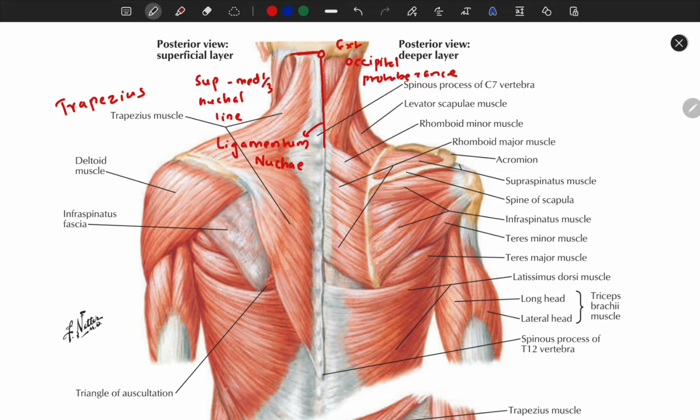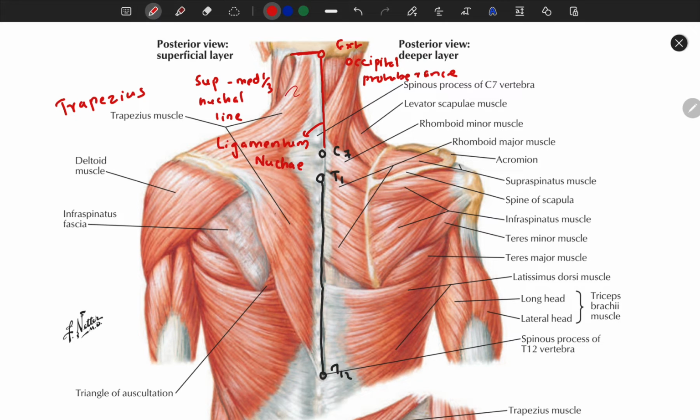Then you can see that it originates from the spine of the C7 vertebra, also from the spinous process of T1 to T12, that is the entire thoracic vertebrae spinous process. So this is the origin of the trapezius muscle: superior nuchal line medial 1/3, external occipital protuberance, ligamentum nuchae, then the spine of C7, then the spine of T1 to T12.